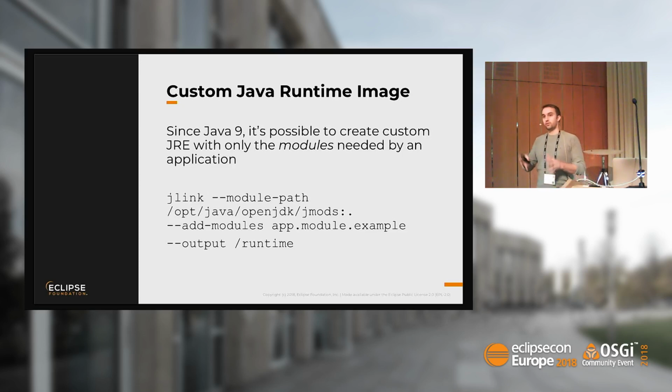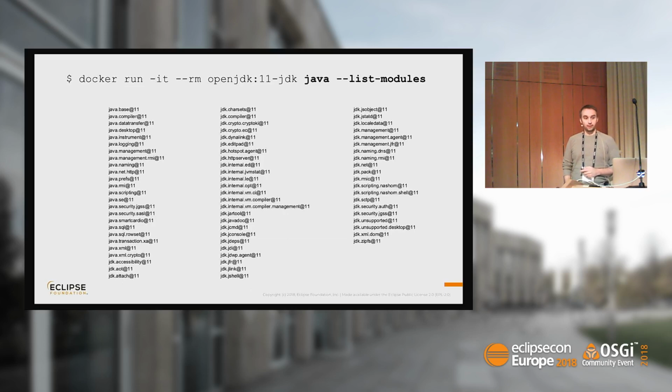And with JLink, you say, okay, I only need Java base, Java SQL, and it will create a dedicated JRE for you, which only contains that and the JVM. So it lets you really shrink the size of the JVM. If we look, for instance, at the modules provided by the default JDK 11, you can see that it's a lot. I didn't even count how many of them there are.